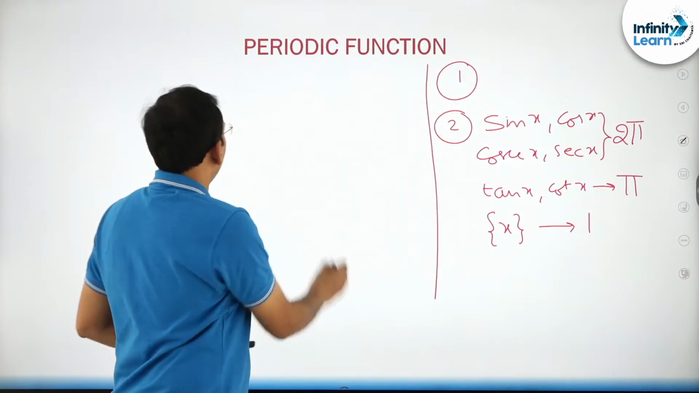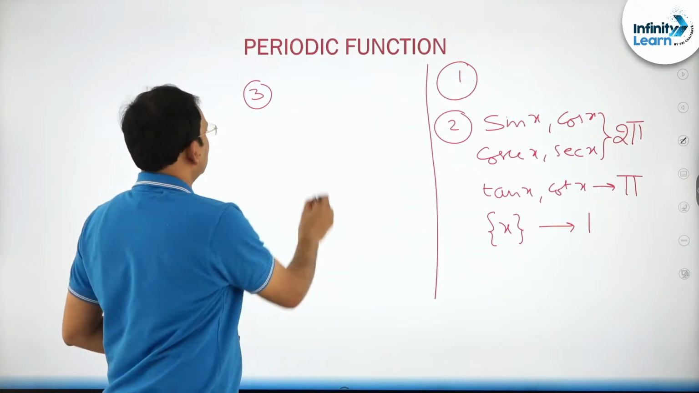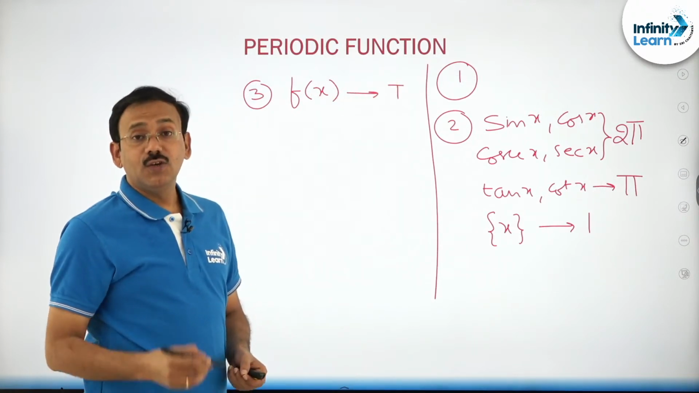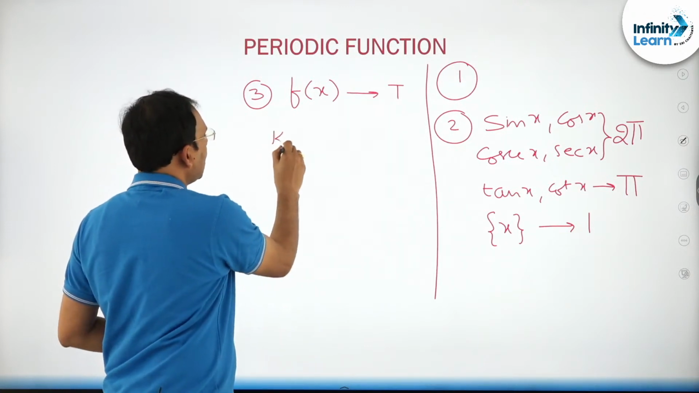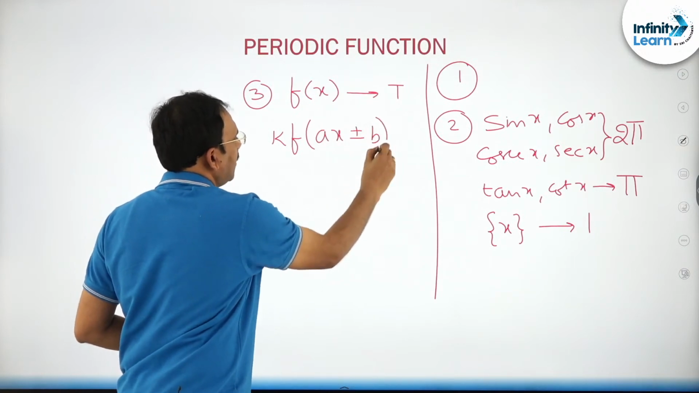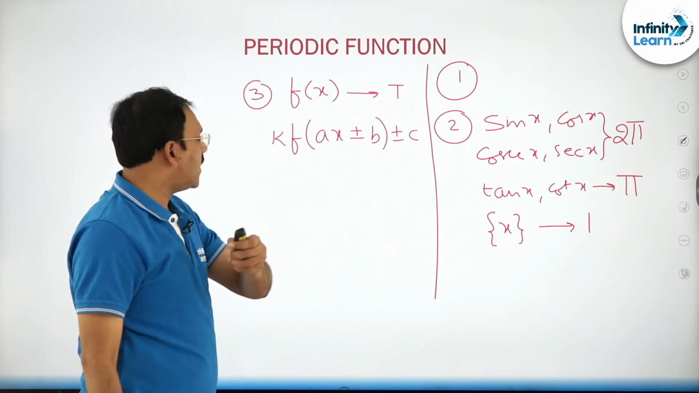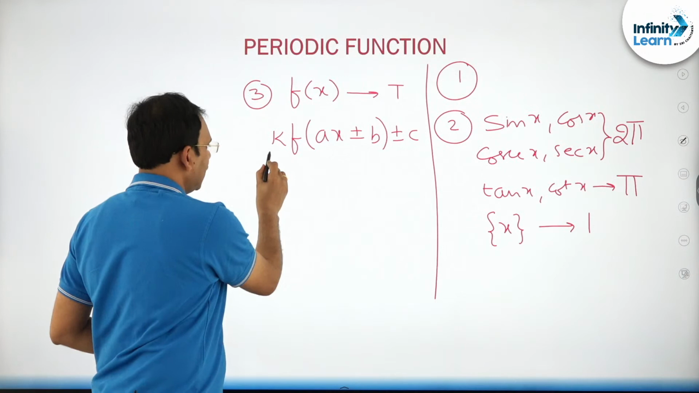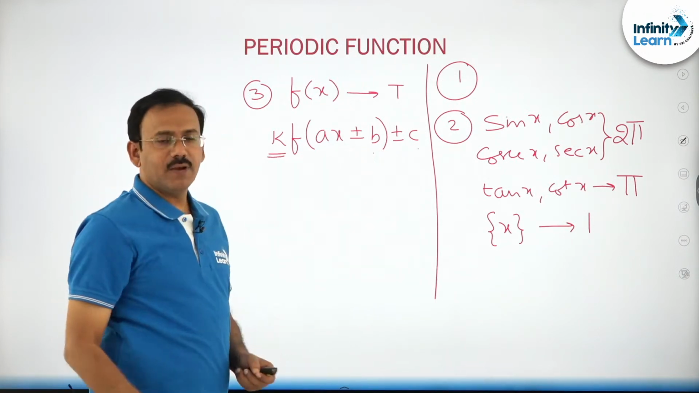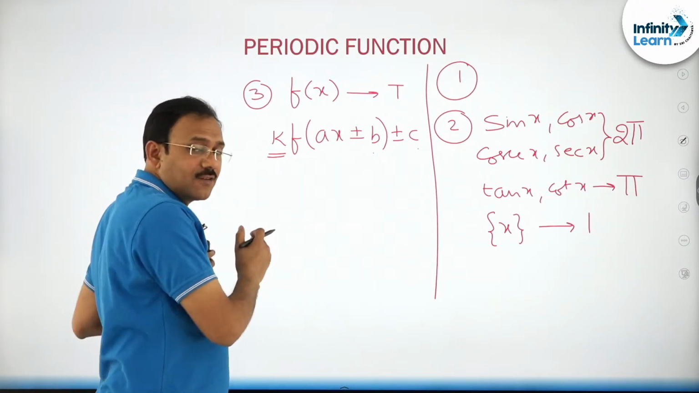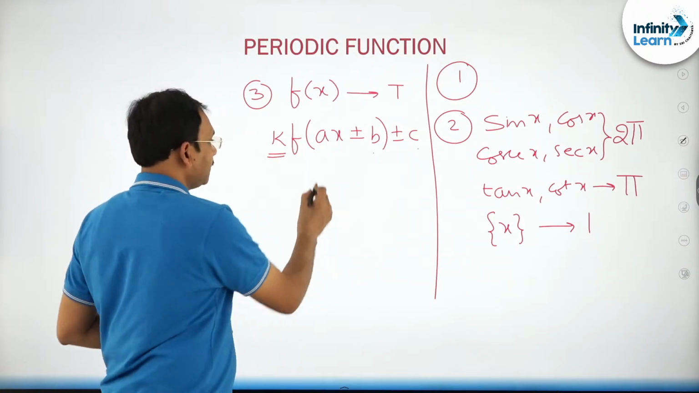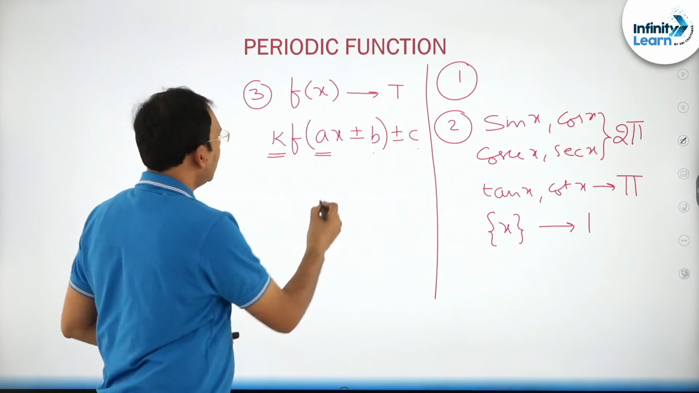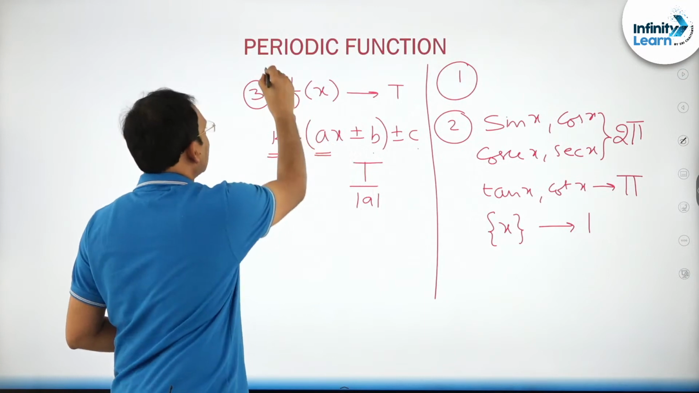Next, third point, we have seen in transformations, if f of x is a periodic function with period t, we might have seen the transformed graphs like k into f of ax plus or minus b plus or minus c. You take this function. Here the period cannot be disturbed by k or c or b, because of these transformations the graph moves either left or right or upwards or downwards. But this a, the x coefficient, is effective to influence the period. So, its period is going to be t by mod a. This is an important point friends.